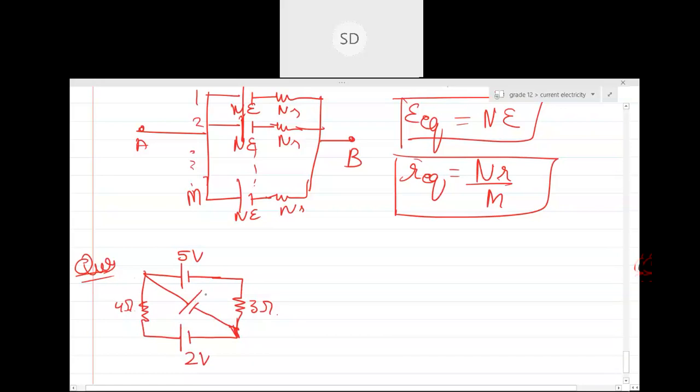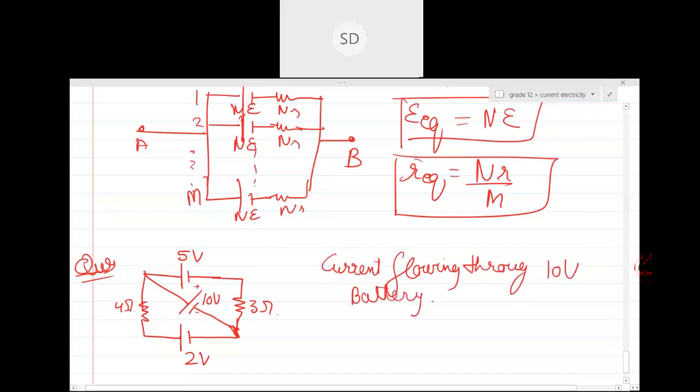And this is 10 volt. Can you tell me what is the current flowing through the 10 volt battery? But please remember, you don't need to apply Kirchhoff here.